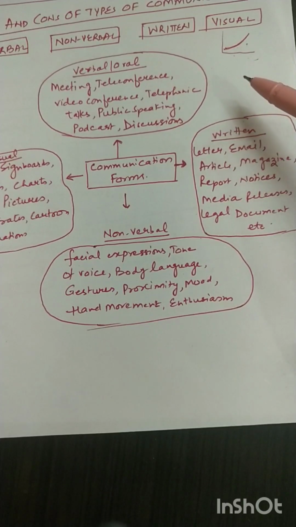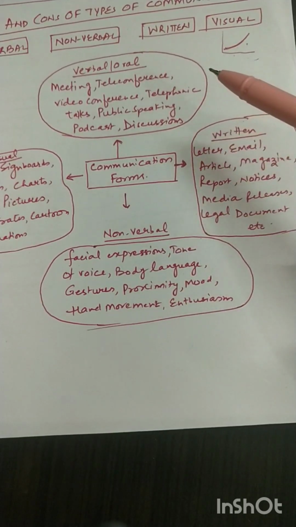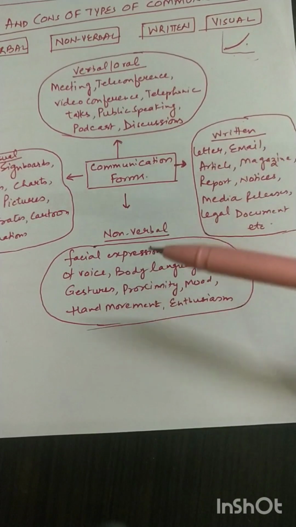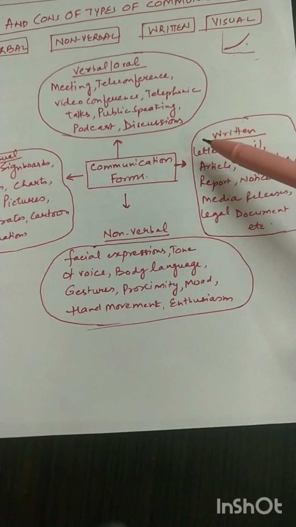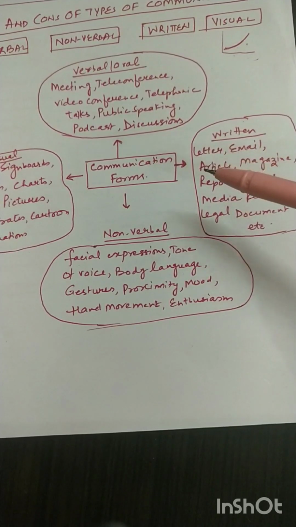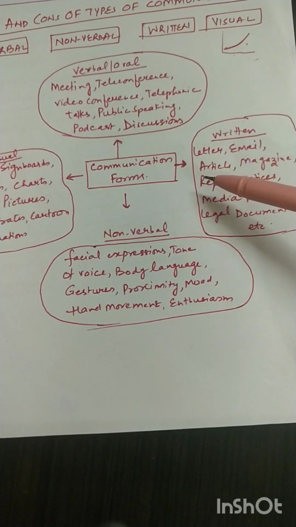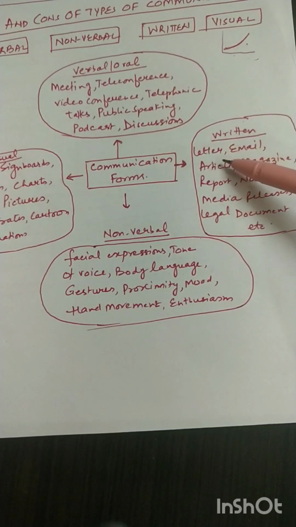Now the don'ts of body language: don't keep your hands in your pockets while talking. Don't look away during a conversation. Just look straight into the eyes of the person standing in front of you. Do not touch your face repeatedly. Do not droop your shoulders. Do not slouch. And don't fold your arms over your chest. So these are some don'ts of your body language.